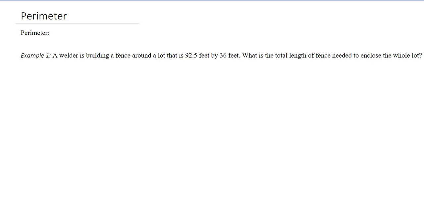Perimeter. So what's perimeter? Well, it just means that it's the measurement of a 2D shape. So we're going to find the distance of a 2D shape. So we're going to have to measure it. So it's the whole thing around it. So let's look at the first example.